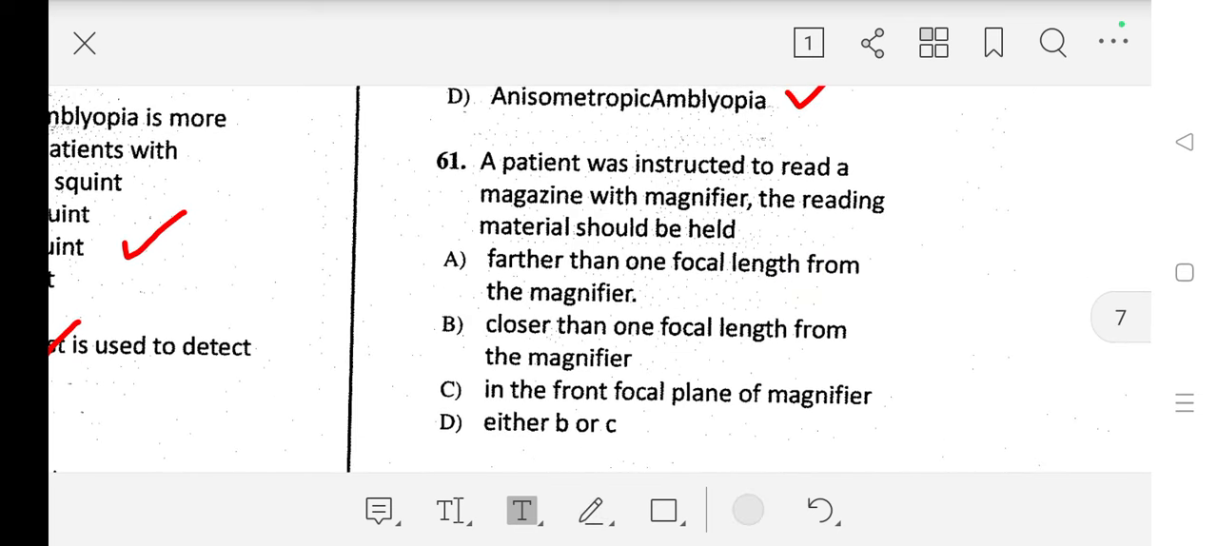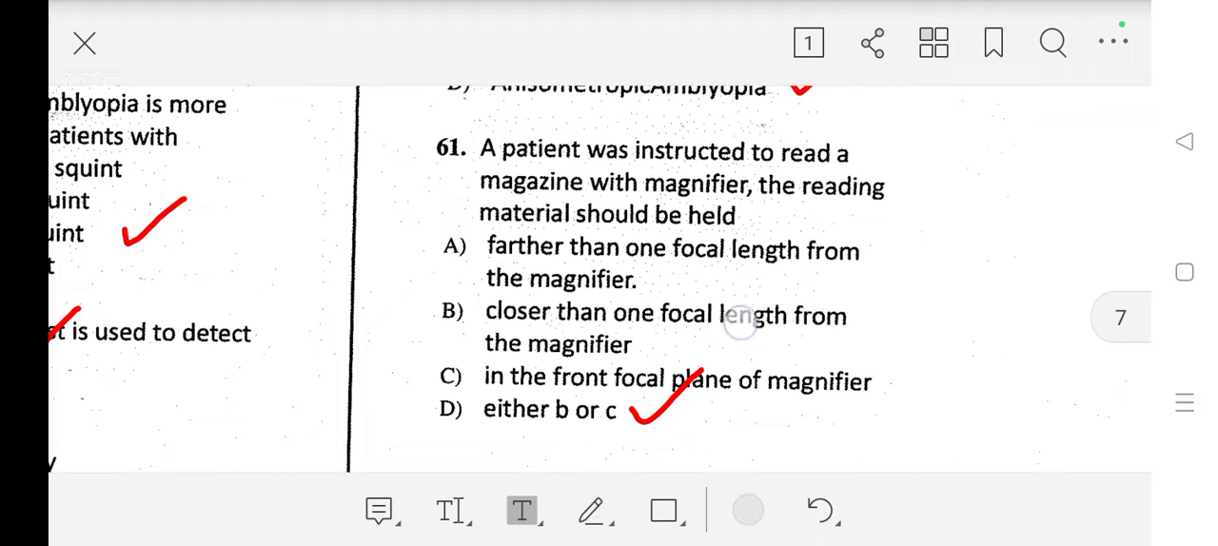Our next question is, a patient was instructed to read a magazine with magnifier. The reading material should be held: farther than one focal length from the magnifier, closer than one focal length from the magnifier, in the front focal plane of magnifier, either B or C. Our right answer is D part, either B or C.